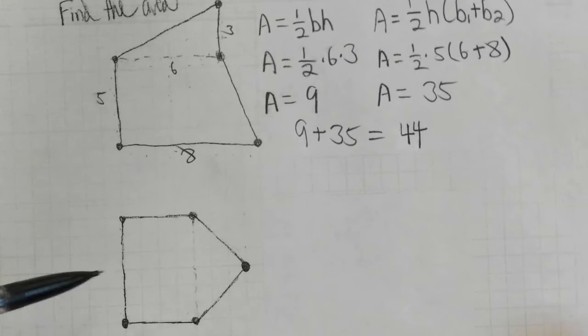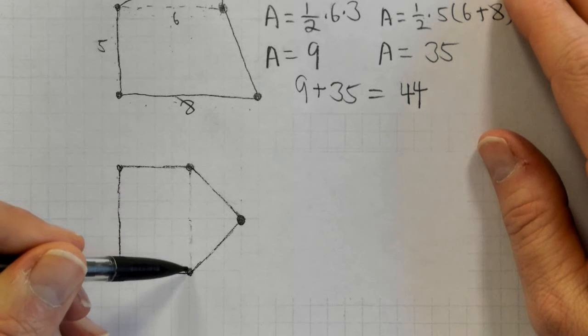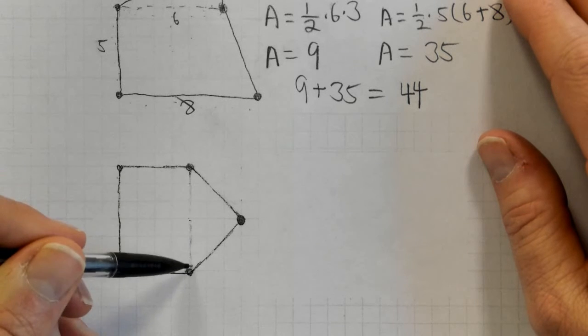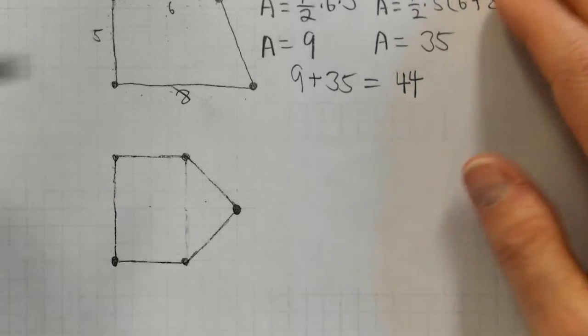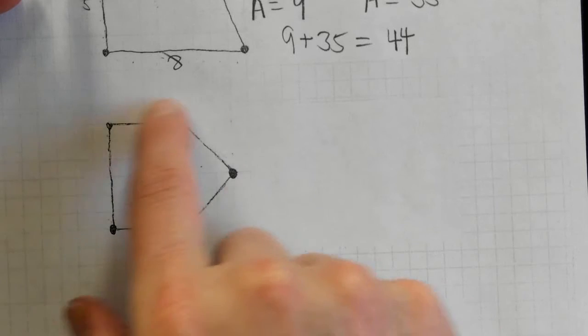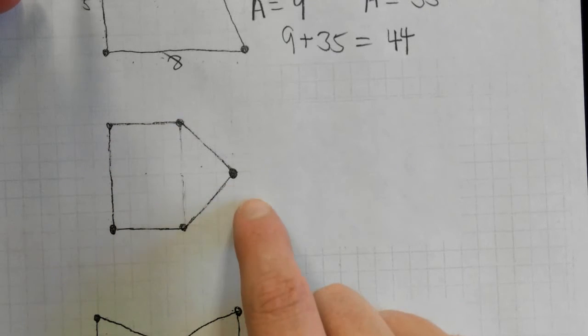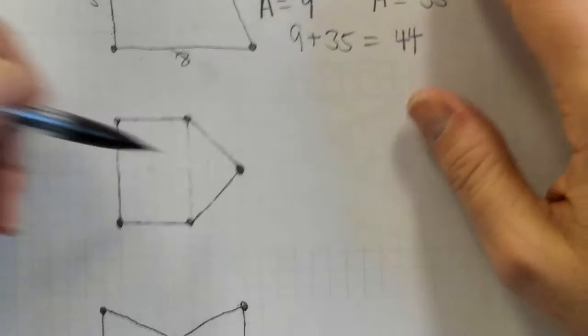Okay, on the next figure, the way that we can slice it is right here along this dotted line. That would cut it into a rectangle and a triangle, both of which we have formulas for. This whole pentagon, we don't have a formula for the area of. But if we cut it into a rectangle and a triangle, then we do have the formulas.